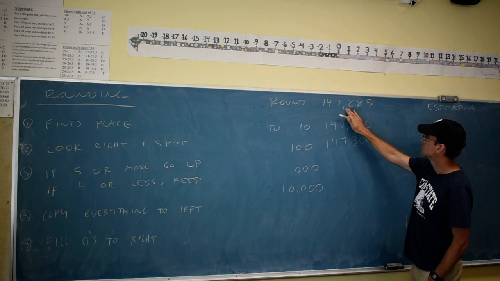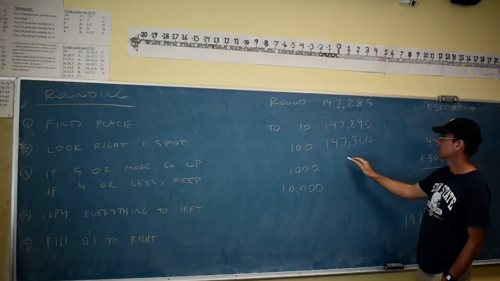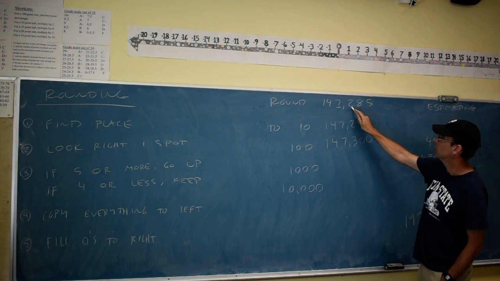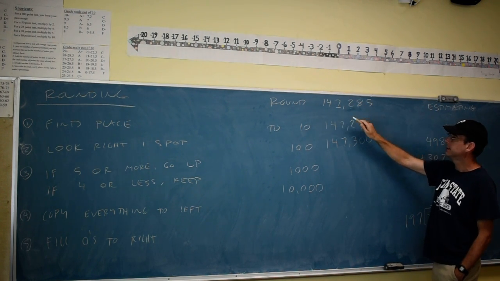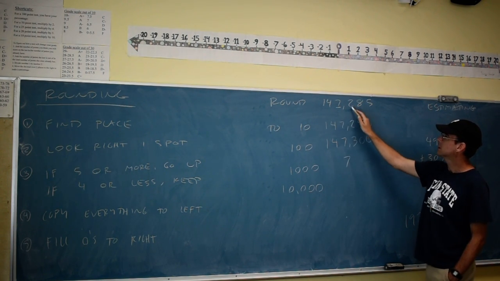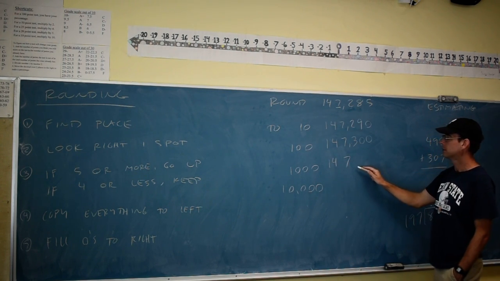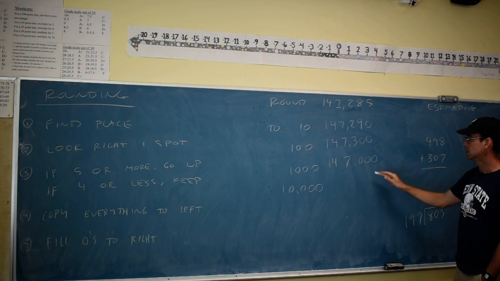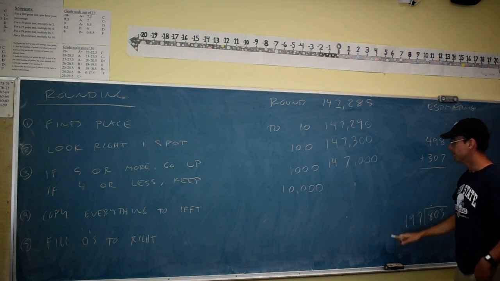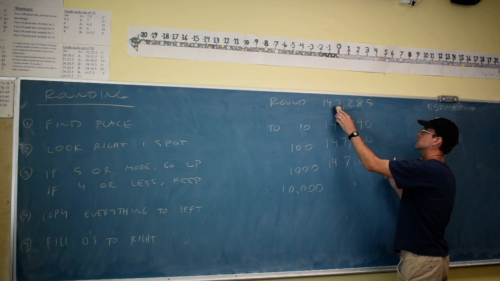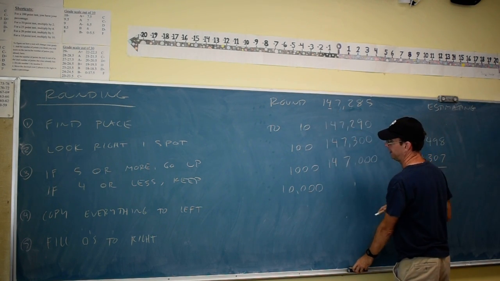If we go to the thousands place, that's the 7. The boss is now the 2, because we're always going to look to the right. So we keep the 7, because 2 is not enough to round that up. Copy, copy. And now we've got 3 zeros at the end. For the last one, to the 10,000s place, that's where the 4 lives.